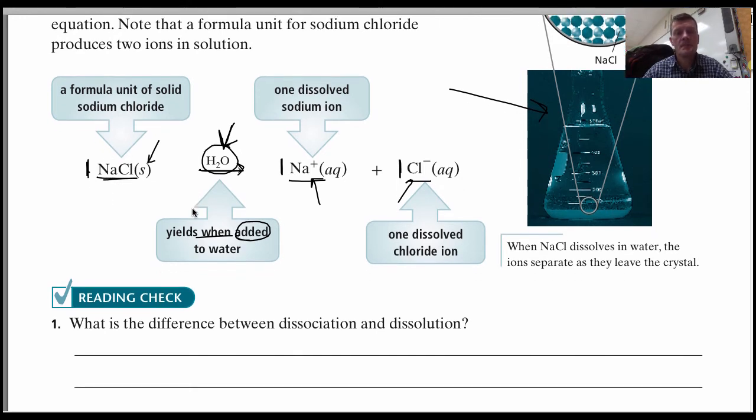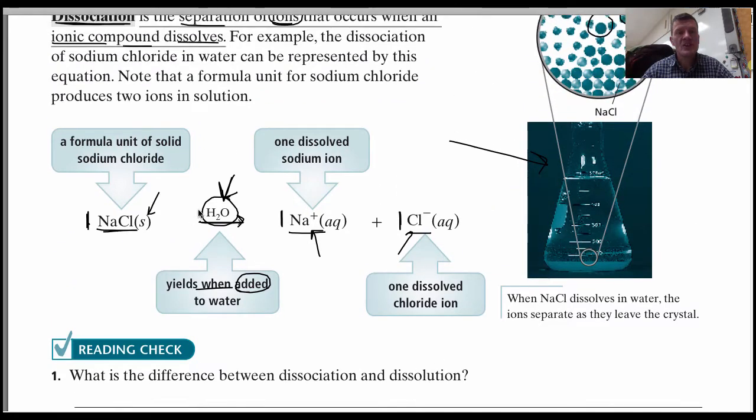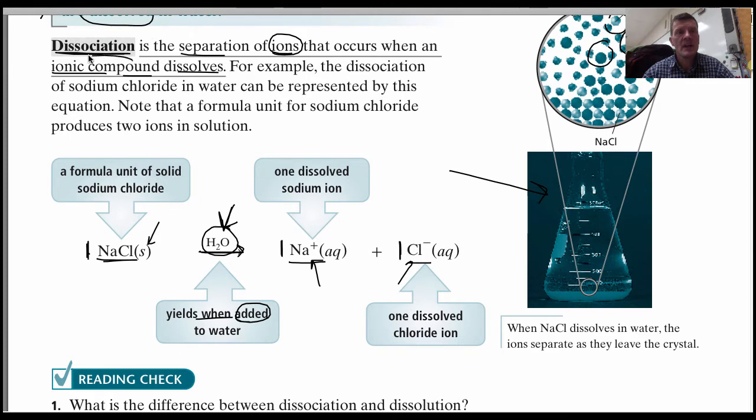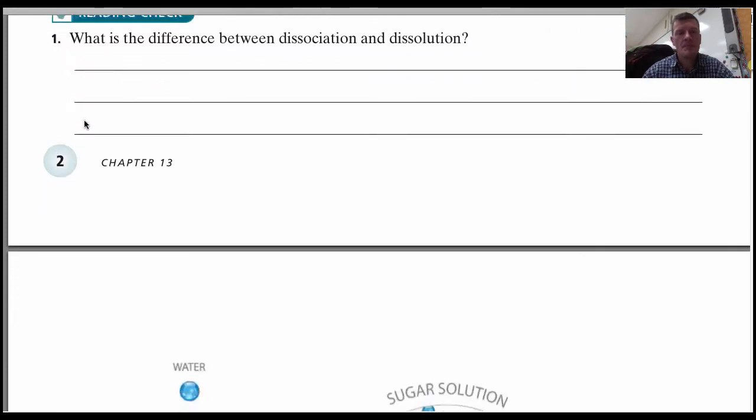All right. Now, dissociation specifically refers to when an ionic compound dissolves. If a molecular compound is dissolving, we just say it's dissolving, but not dissociating. It's not breaking apart the molecule. Each individual molecule is being surrounded by water when a molecular compound is dissolved, but it doesn't break apart like an ionic compound does. Okay?